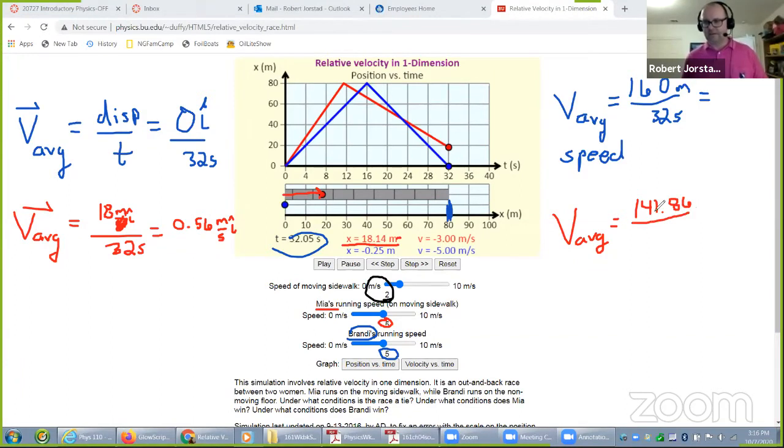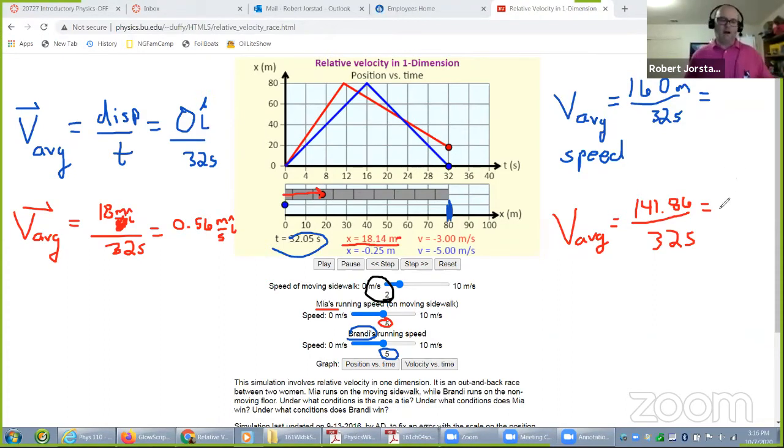Which is about 52, I think, or something like that. So over 32 seconds. So just to point out, which one has the larger average speed? The blue one. Now, I have a funny version.